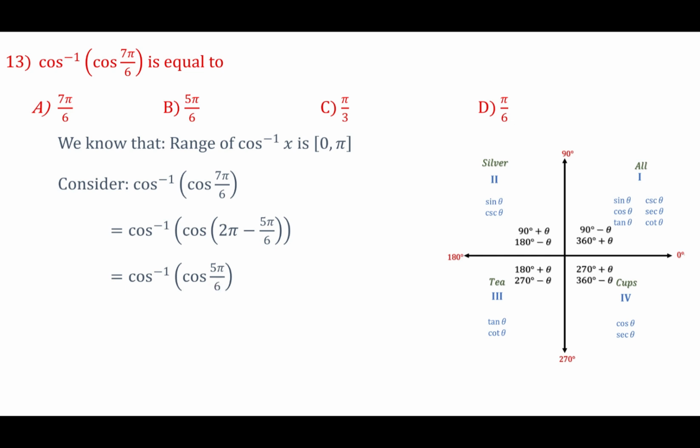Now, what is 5 pi by 6? Try to understand. 5 pi by 6 is nothing but 150, which is in this cosine inverse range. Now, I can cross out cosine inverse and cosine. The final answer is 5 pi by 6, which is option B.